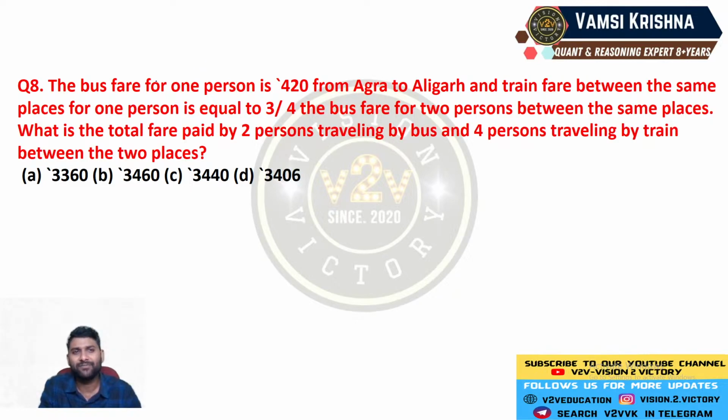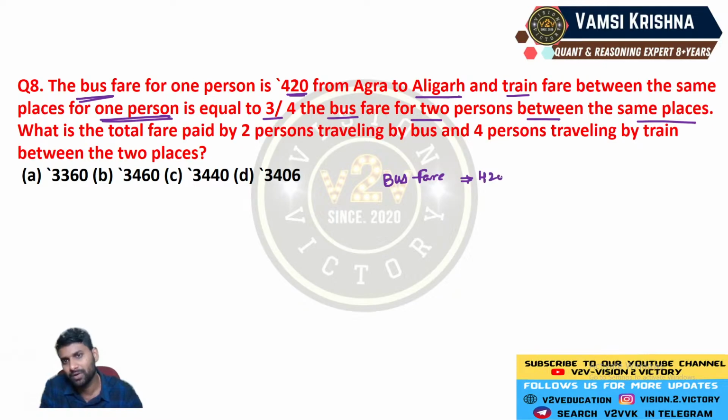A bus fare. So he has given us the bus fare for one person, 420 rupees from Agra to Aligarh. And the train fare between the same places for one person is 3/4 of the bus fare of two persons between the same places. Now see, first the bus fare is already given. Bus fare is exactly equal to 420.